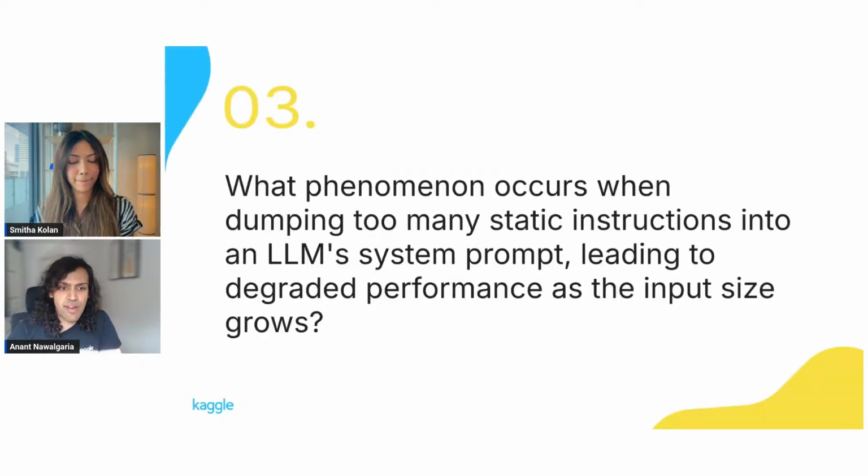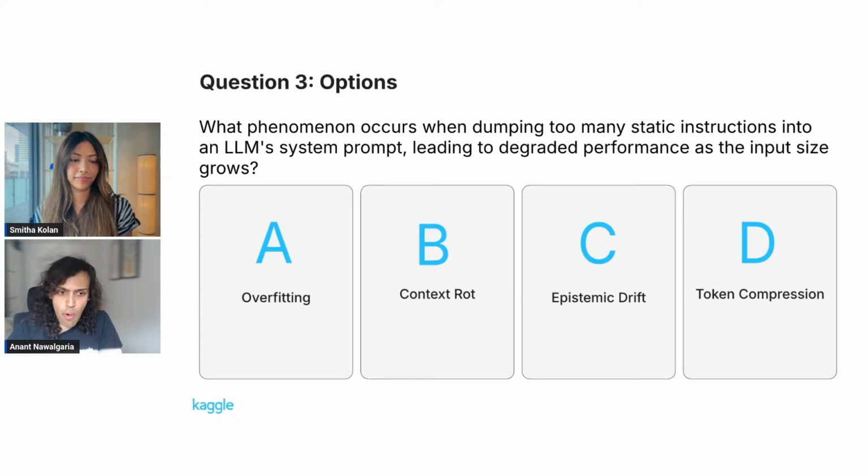All right, moving on to the next question. What phenomenon occurs when dumping too many static instructions into an LLM system prompt, leading to degraded performance as the input size grows? Is it A, overfitting, B, context rot, C, epistemic drift, or D, token compression? So think about it. The correct answer will be shown in 3, 2, 1, and it's B. It's context rot. The rest do not apply. There's no drift happening. There's no ML model being trained here, and we're definitely not compressing tokens.